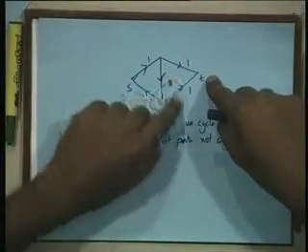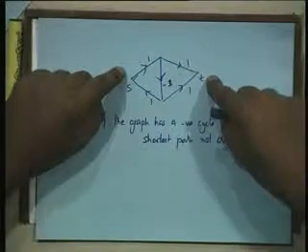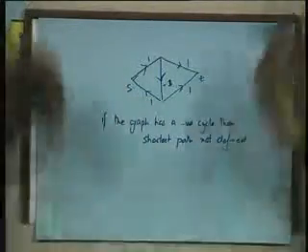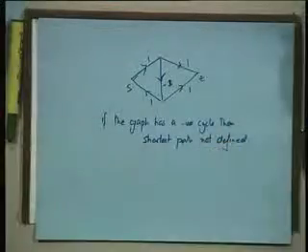So, what you are looking for is if there is a positive cycle in this graph. Then you will just keep going around that cycle and keep making money.